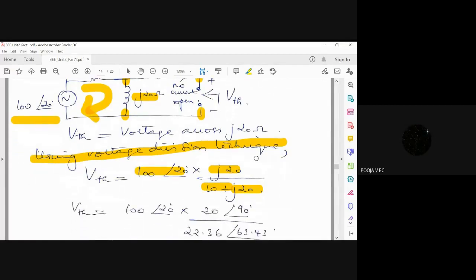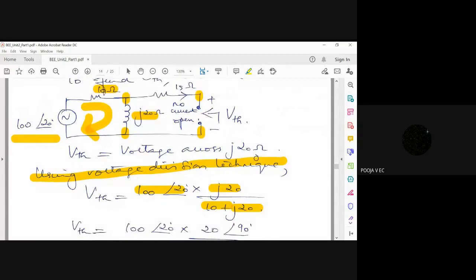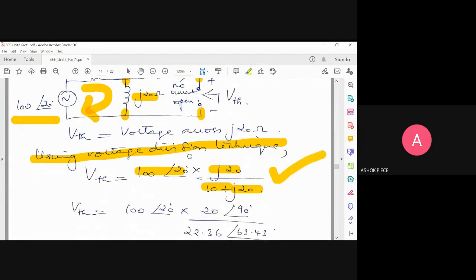Sir, if we have to find current, what should we do? First to find current, how will you find current? 100 angle 20 by total. What is the total impedance you have in this loop? 10 plus j20. So 100 angle 20 by 10 plus j20 will be your current. How will you find voltage across j20 ohms? Current into resistance. So 100 angle 20 by 10 plus j20 into j20. See, you have got the same thing here.